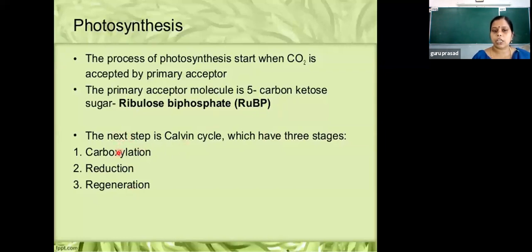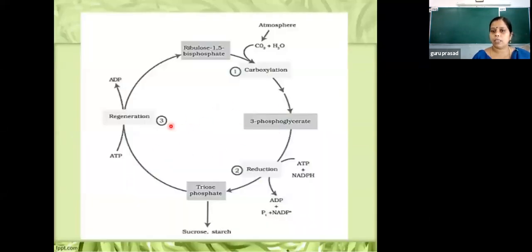Okay, the C3 pathway, or Calvin cycle, includes 3 steps: carboxylation, reduction, and regeneration. The very first step is carboxylation. Ribulose 1,5-bisphosphate absorbs atmospheric carbon dioxide in the presence of a water molecule, undergoes a process called carboxylation in the presence of the enzyme ribulose bisphosphate carboxylase oxygenase, and gets converted into 3-phosphoglycerate. That is nothing but 3-phosphoglyceric acid, which is the first stable compound. Hence, this pathway is said to be what?